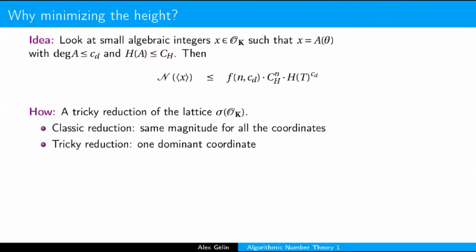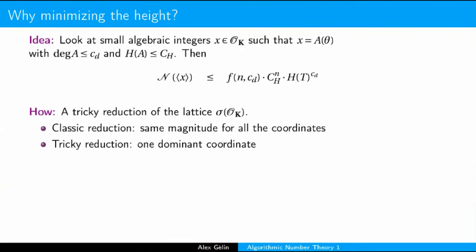This is just lattice reduction, but a tricky one, because if you perform a classic lattice reduction, then you will minimize the L2 norm, and when you minimize the L2 norm, you see that all the coordinates of your vector are of the same magnitude. So if they are all about, say, a constant c, then the last coefficient of your polynomial will be c to the n, if n is the degree of the field. That's not what we want.